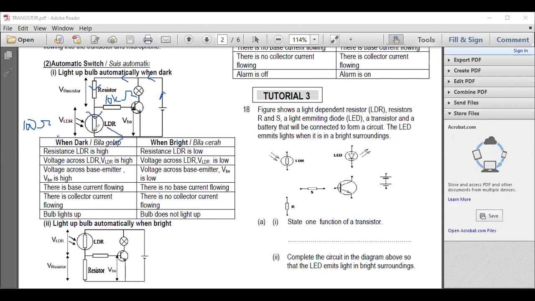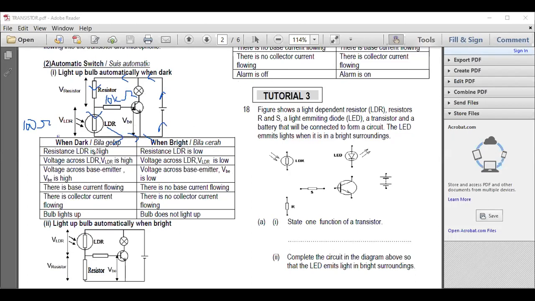Because this part offers less resistance, there's no current going to the base, and no current going to the collector. So this is what happens when it is bright and dark. When dark, the bulb will light up automatically. When bright, it doesn't light up.